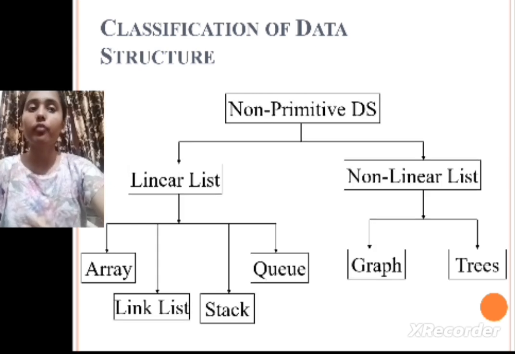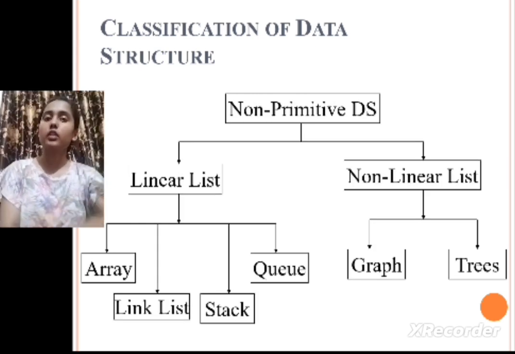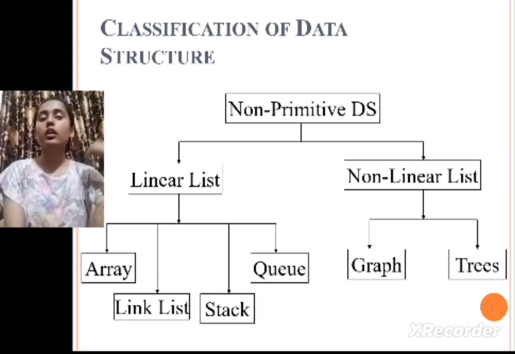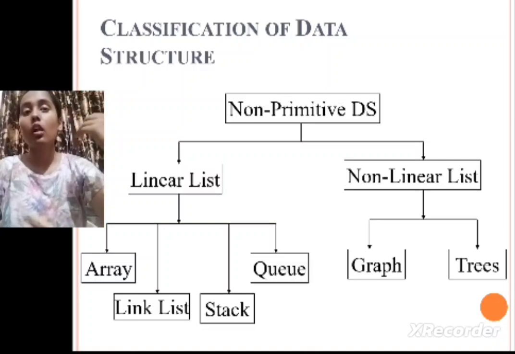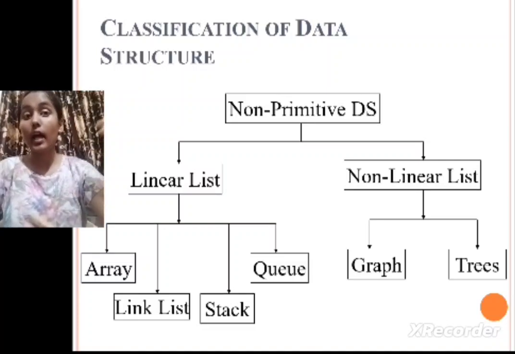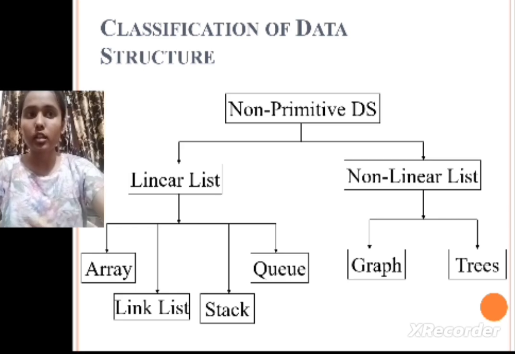Similarly, the non-primitive data structure is further classified into linear list and non-linear list. In linear list, we will learn about data structures like array, linked list, stack, and queue, and in non-linear list, we will learn about data structures like graphs and trees.